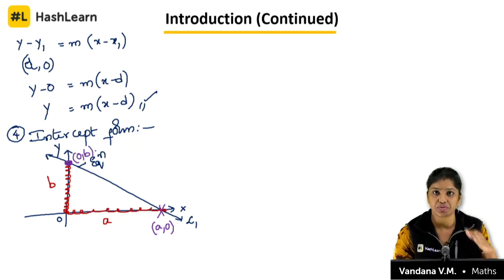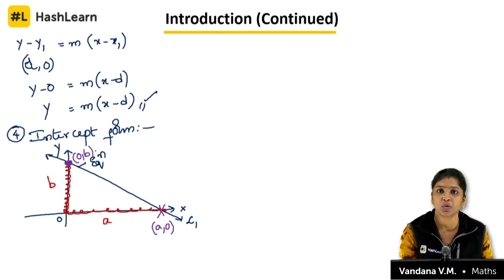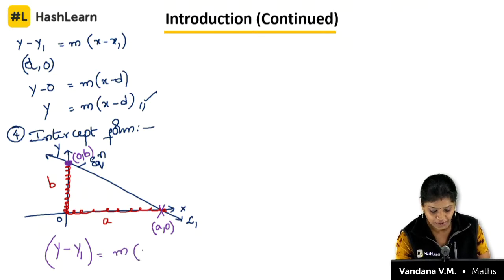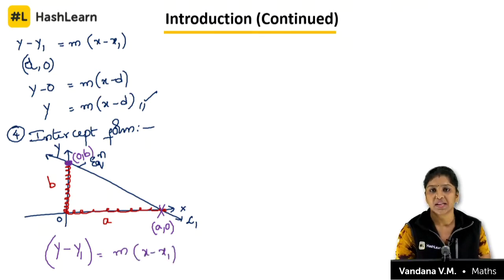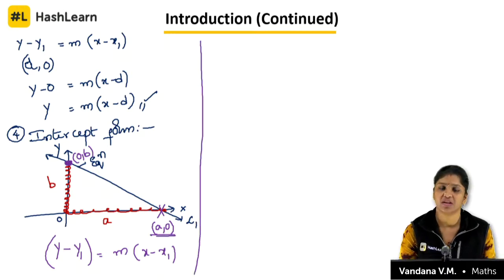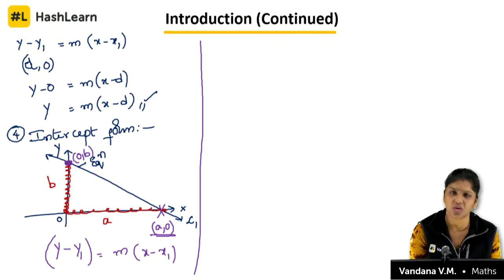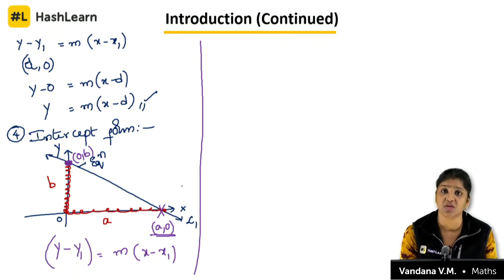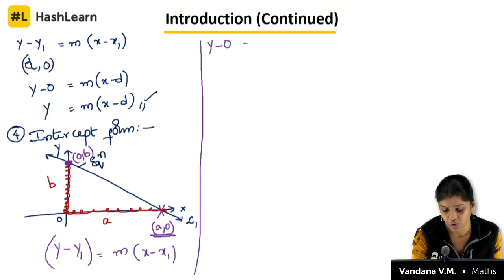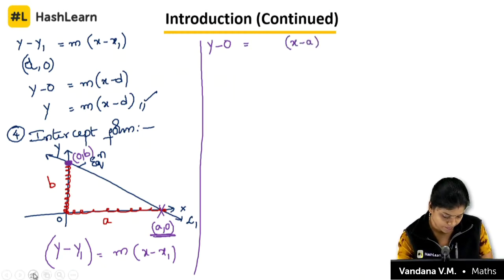Now, it is reduced to 2-point formula, passing through 2 points. It is easy, right? How will you write this? Y minus y1 is equal to m into x minus x1. Passing through the point you write, that is, I will take a, it is passing through a comma 0, or you can take passing through the point 0 comma b. In both the cases you will get the same answer. Okay. So, let me take it is passing through a comma 0, that is y minus 0 is equal to m into x minus a. How to find out the slope?